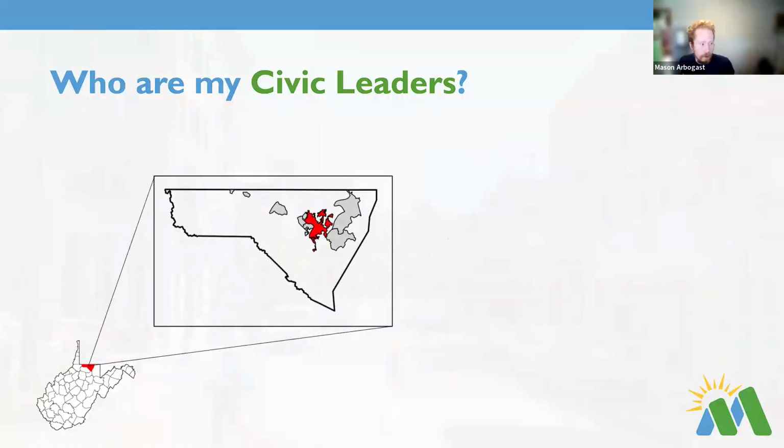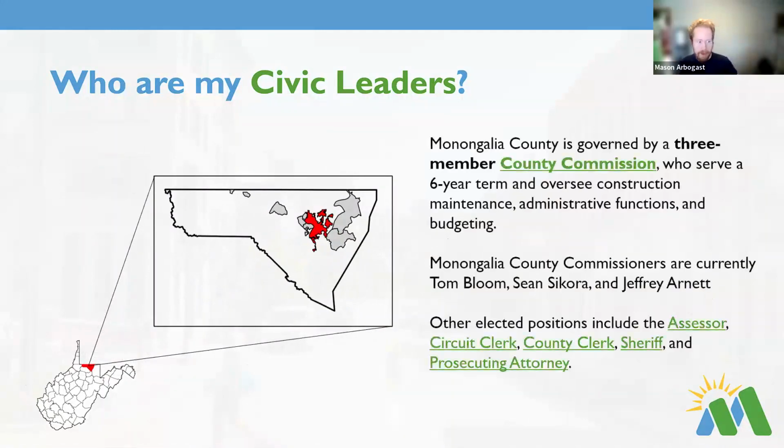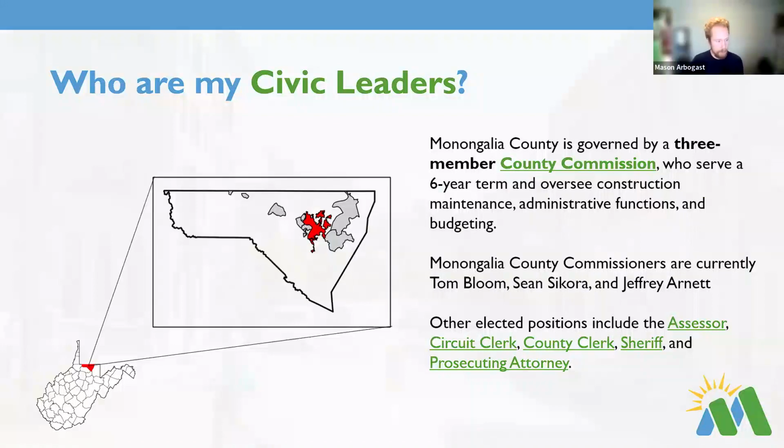If we look deeper, in Mon County, we have a 3-member county commission, and each member serves a 6-year term and oversees the big picture of county happenings. So this is construction, maintenance, administrative functions, and budgeting. Our current county commissioners are Tom Bloom, Sean Sikora, and Jeffrey Arnett. But we also have other positions that handle some of the more specific administrative duties, such as assessor, our clerks, our sheriff, and prosecuting attorney.